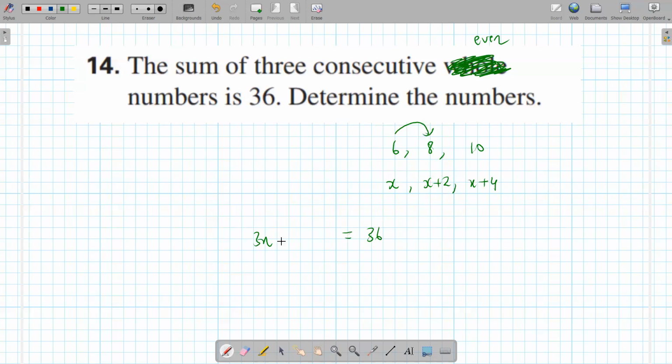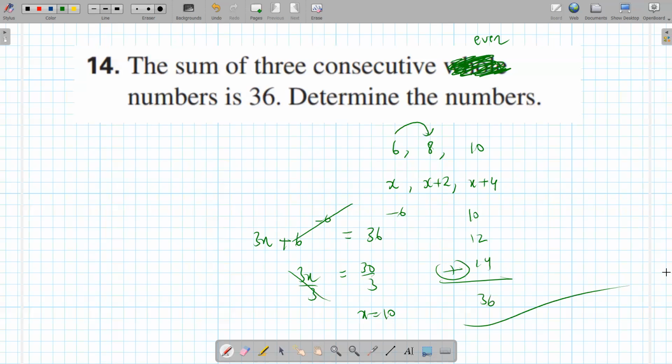3x plus 6. Yeah, there we go. So 3x plus 6 is 36, right? Subtract 6 from both sides. And then you divide by 3 on both sides. So x is 10. So that means our smallest number is 10. So our numbers are 10, 12, and 14, and that does add up to 36, and we're done. That makes sense? Uh-huh.